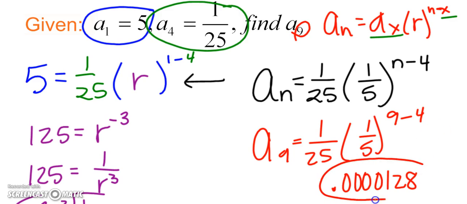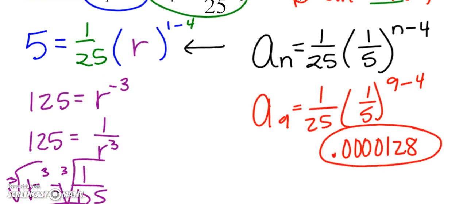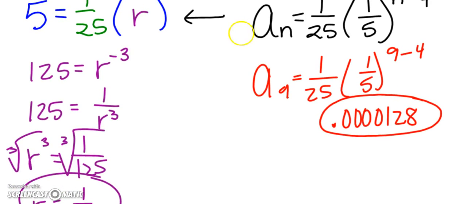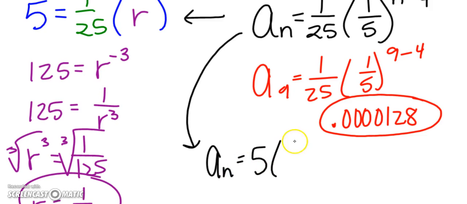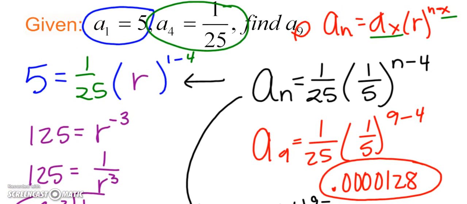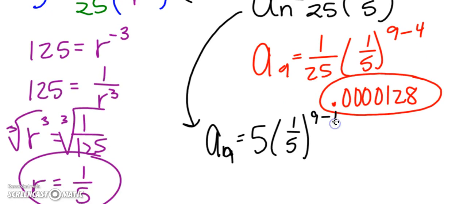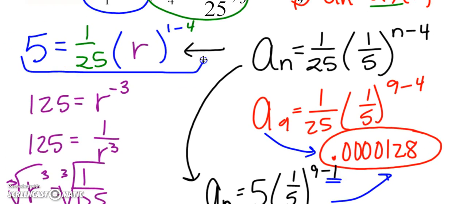Use your calculator and make sure that you agree with me on that. You could also, if you wanted to, instead of using the 1/25, have said that a sub n is equal to 5 times 1/5 to the 9 minus 1, sorry, we're looking for the 9th, right? Because this would have been using that other pair of data, where n is 1 and a sub n is 5. That's fine too, you're going to get the same answer, okay? I just usually go back to the one that I've already set up for my structure right here.